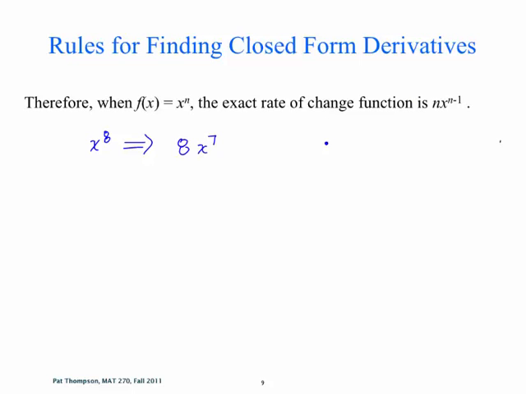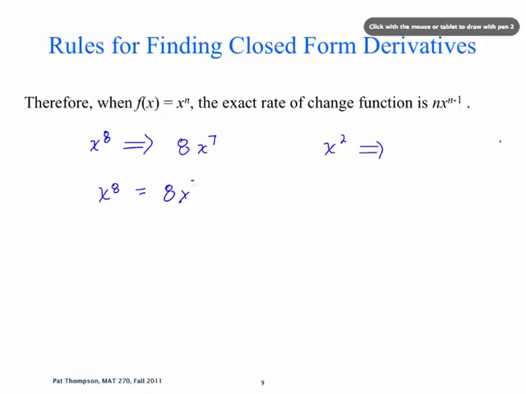Be careful. Lots of times I see students write x to the 8th equals 8x to the 7th. What's wrong with that? They're not equal. You have the accumulation function, and you're finding the rate of change function. They're two different things, so that's why I put an arrow. I'm just using a shorthand notation. Given that accumulation function, the rate of change function, in this case, is 8x to the 7th.